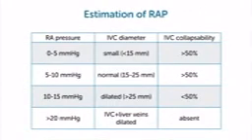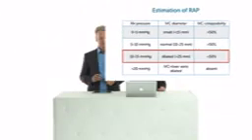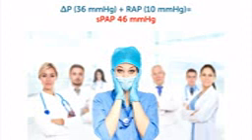When you consider this table, you can better estimate right atrial pressure with these two factors, diameter and collapsibility of the inferior vena cava. We had 25 millimeters with less than 50% collapsibility. So I would add to that 36 millimeters of mercury at least 10 millimeters of mercury as right atrial pressure. The value we get is 46 millimeters of mercury of systolic pulmonary artery pressure.